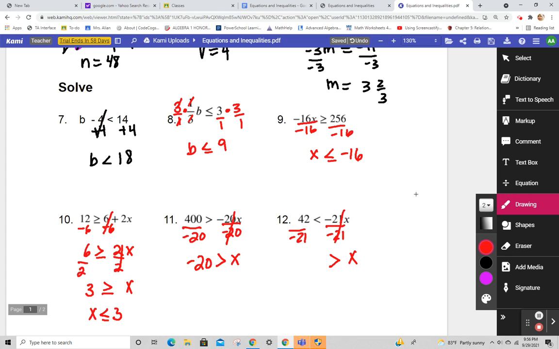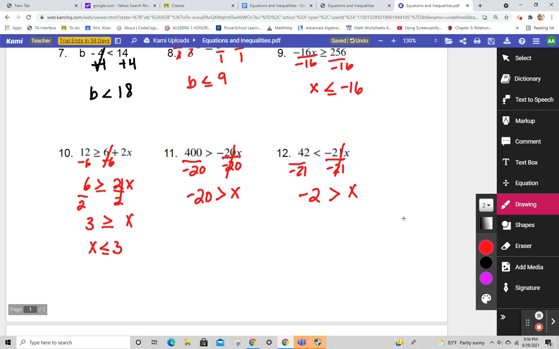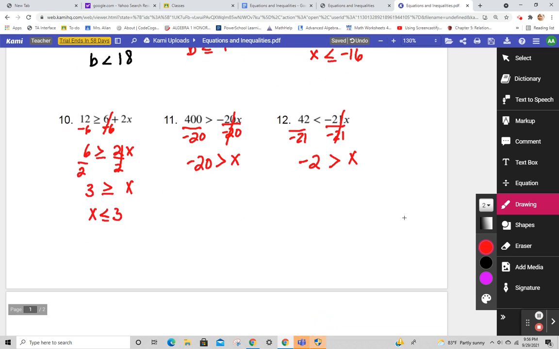And 42 divided by negative 21 is negative 2. So negative 2 is greater than x. Or you could say it this way, x is less than negative 2. You could even write it that way. So x, it's pointing to the one that's less, x is less than negative 2. All right, let's keep going.